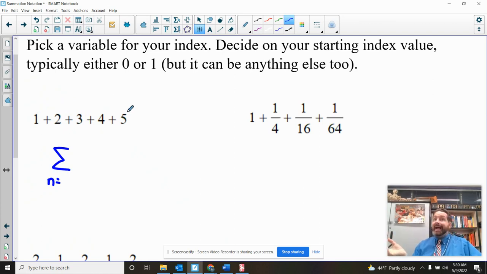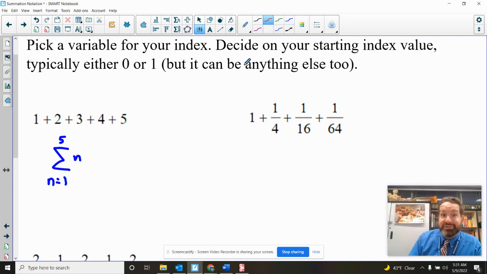In this case, I think probably the easiest is to say, let's start with n equals 1, and then just add them up till you go to n equals 5, and you're adding your n's. This is the simplest way to write this sum, because you would have 1 plus 2 plus 3 plus 4 plus 5. There you go. This is perfectly good.